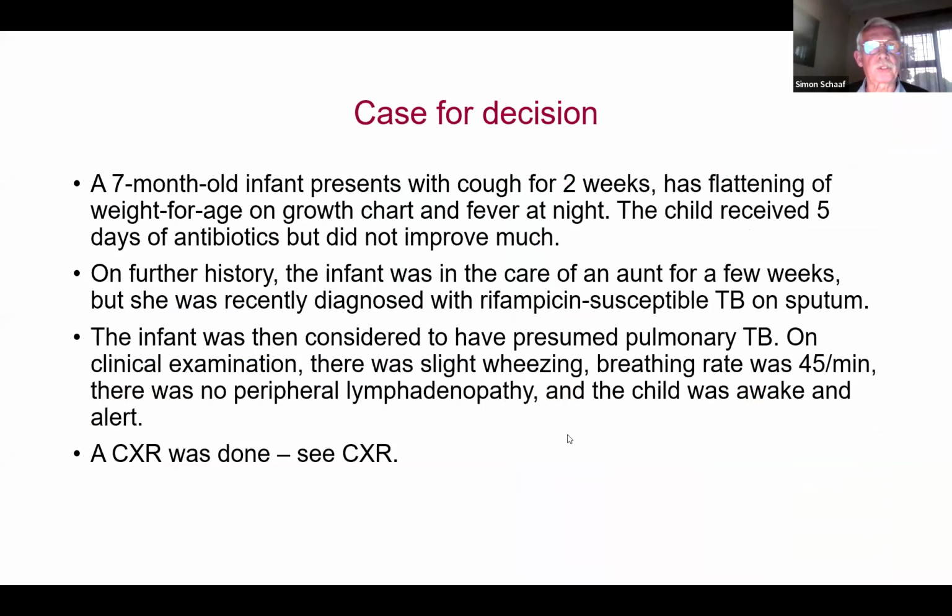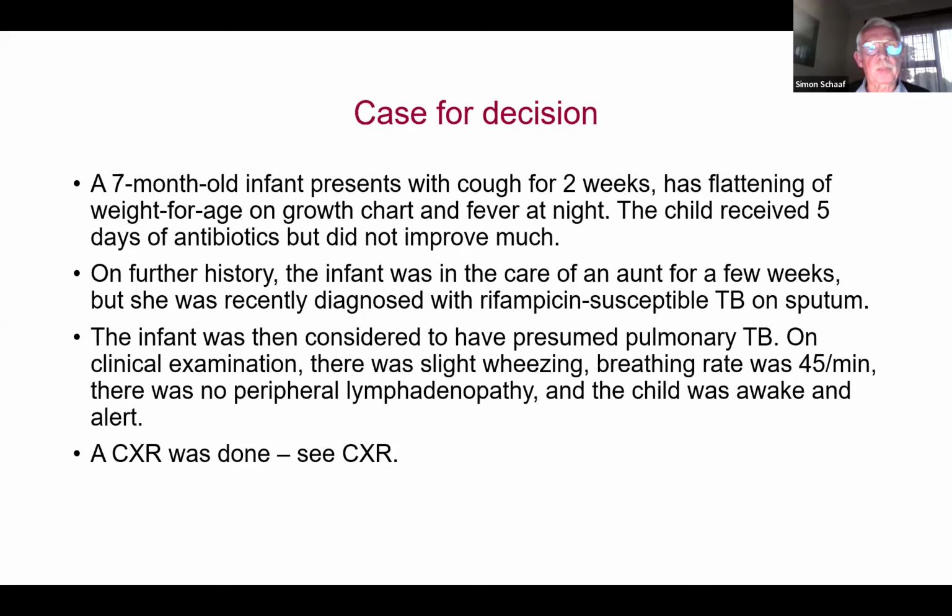So I have a case for you to decide. A 7-month-old infant who presents with a cough for 2 weeks, has flattening of weight for age on the growth chart, and fever at night or night sweats. The child received 5 days of antibiotics, but is not really improving. On further history, the infant was in the care of the aunt, who was recently diagnosed with rifampicin susceptible tuberculosis. So we will reckon that as drug susceptible TB. And the infant was then considered to have presumed pulmonary tuberculosis.